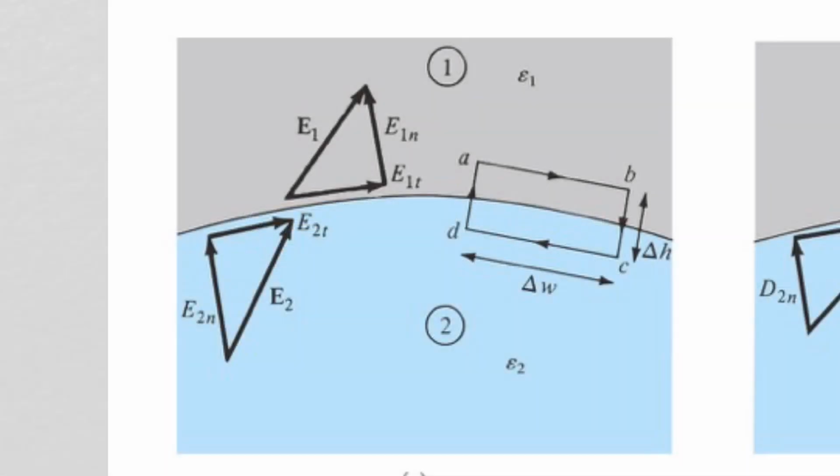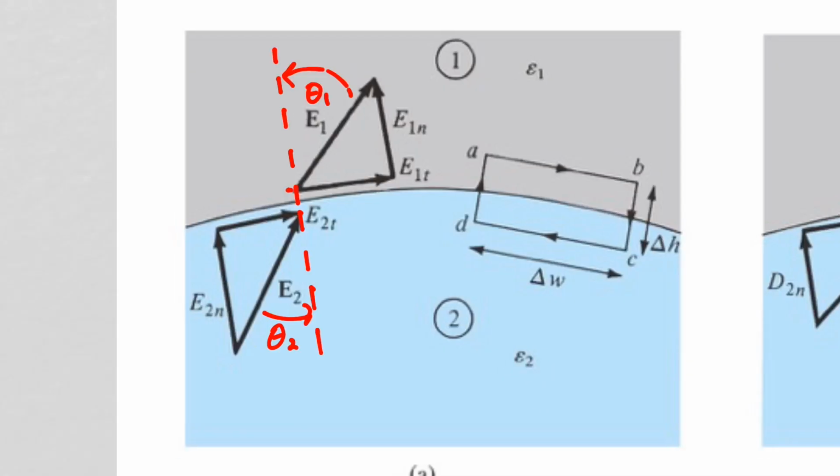We are now going to look at the electric field at a boundary between two different dielectric materials. We'll call one material 1. It will have an absolute permittivity of epsilon sub 1, and the second material 2 with an absolute permittivity of epsilon sub 2. We will define the angle of our electric field as the angle it makes with a normal to the interface between the two dielectrics.